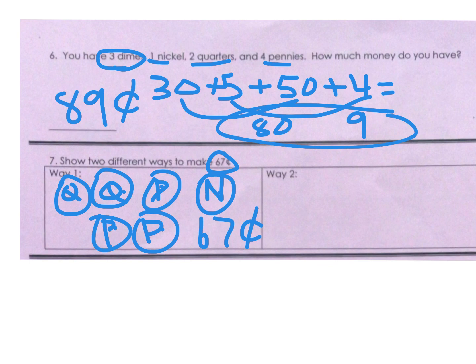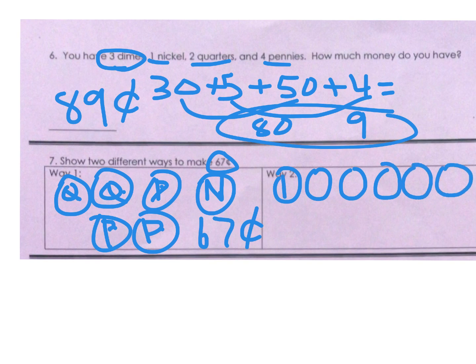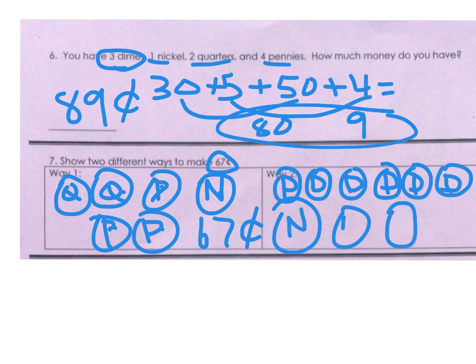Now we need to show it with other coins. So one way, an easy way, is just to do 6 dimes. 1, 2, 3, 4, 5, 6. And then students would write the letter D inside each of the dimes. And then they would do a nickel and 2 pennies. There are other ways they can do it. These are just the 2 quickest ways to do it. So both of these show 67 cents.